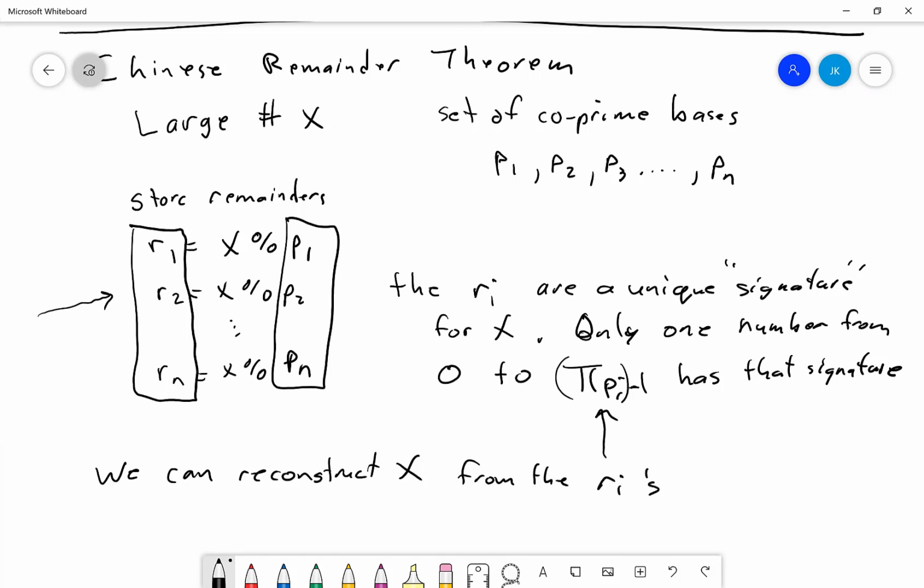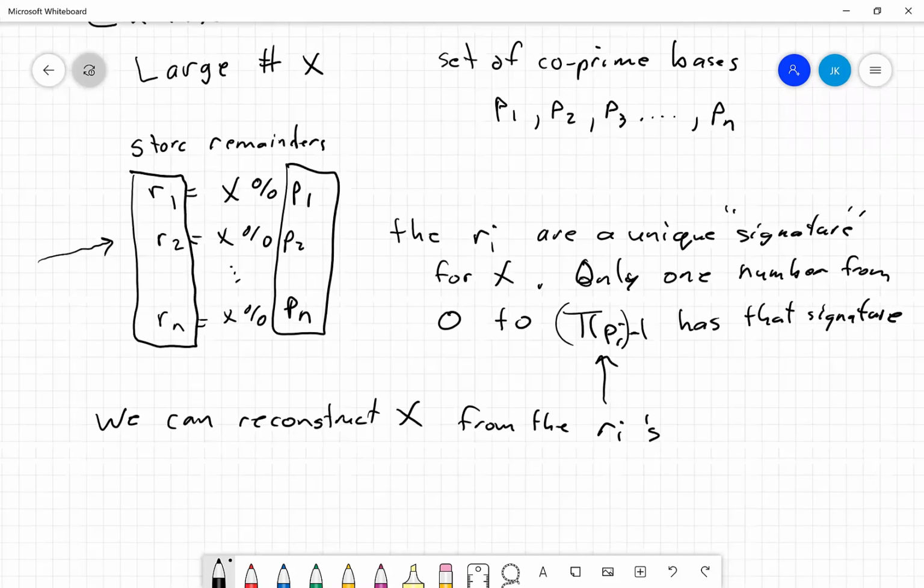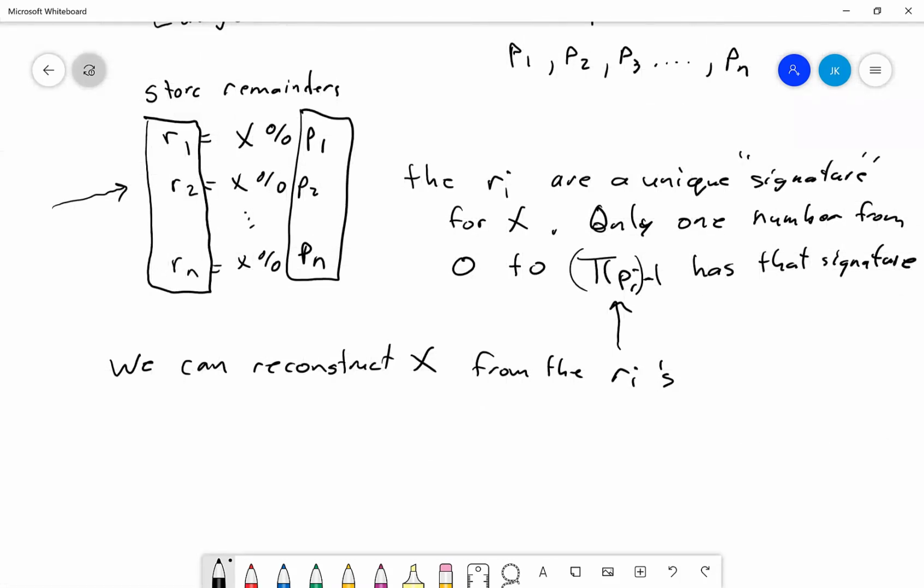Okay, so if you have a way of actually storing x, in the end, if I give you a set of r_i's and the p_i's, you can actually reconstruct what x is. And so let me just give you one example of how that works.